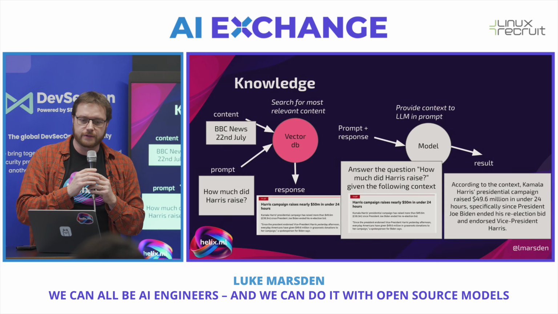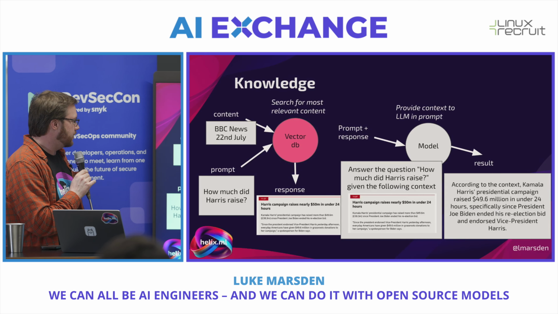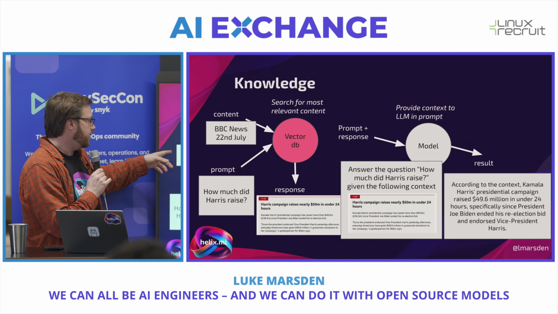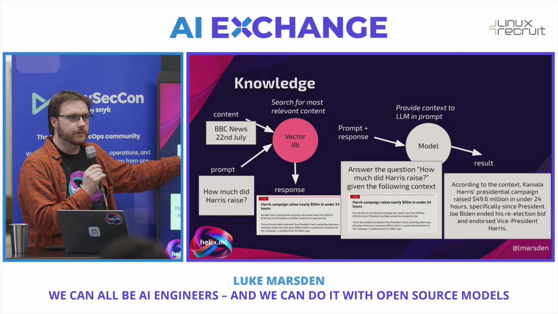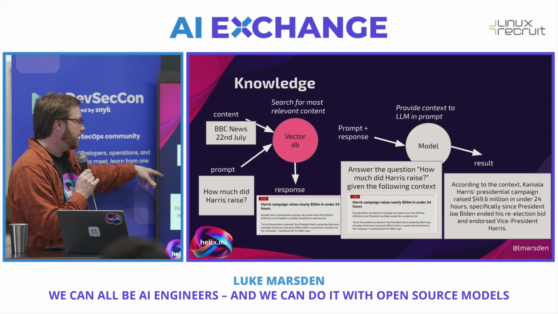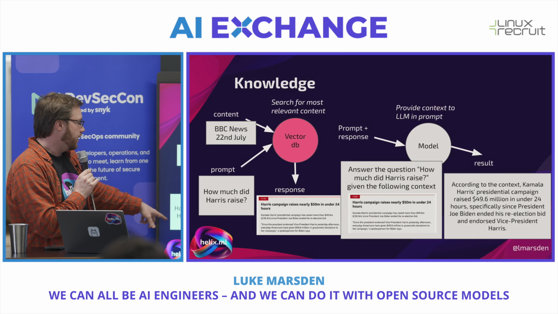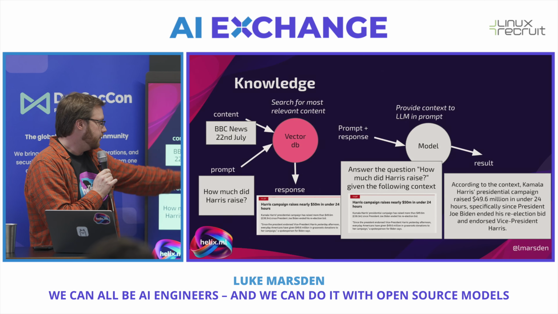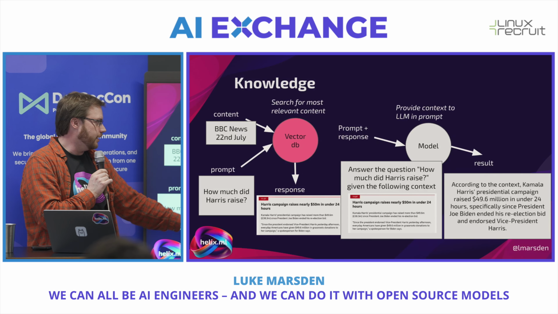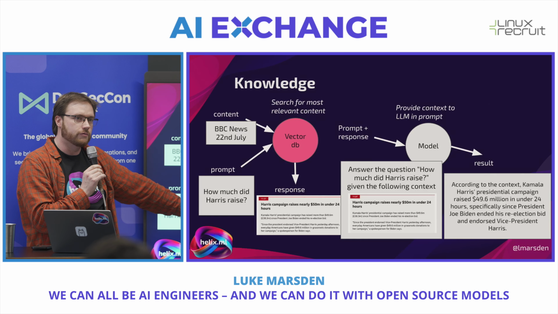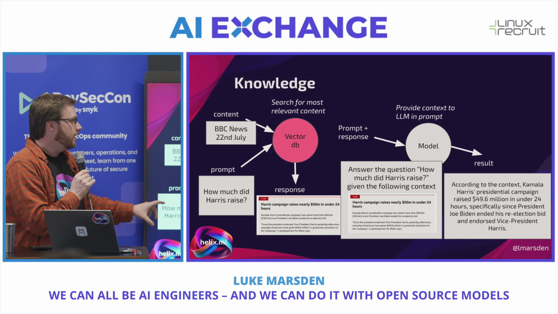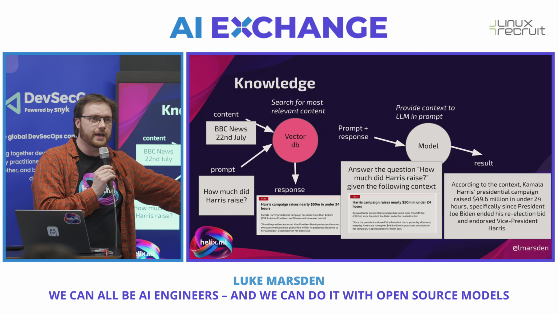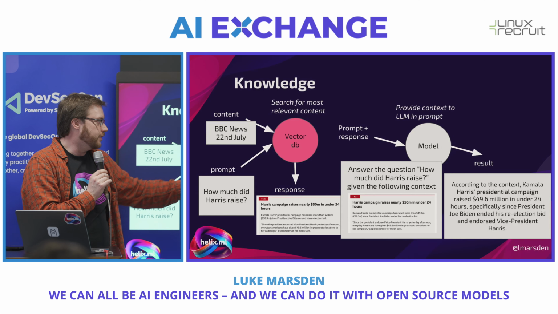You can tell when I wrote this talk, which was July last year, but basically what I did was I fed a bunch of BBC News articles from that day into the vector database, and then I asked how much did Kamala Harris raise, and the vector database gives you back, well in this case just 1 relevant snippet of text, and then you take the question along with the snippet of text that's relevant to the question, and you give it to the model.